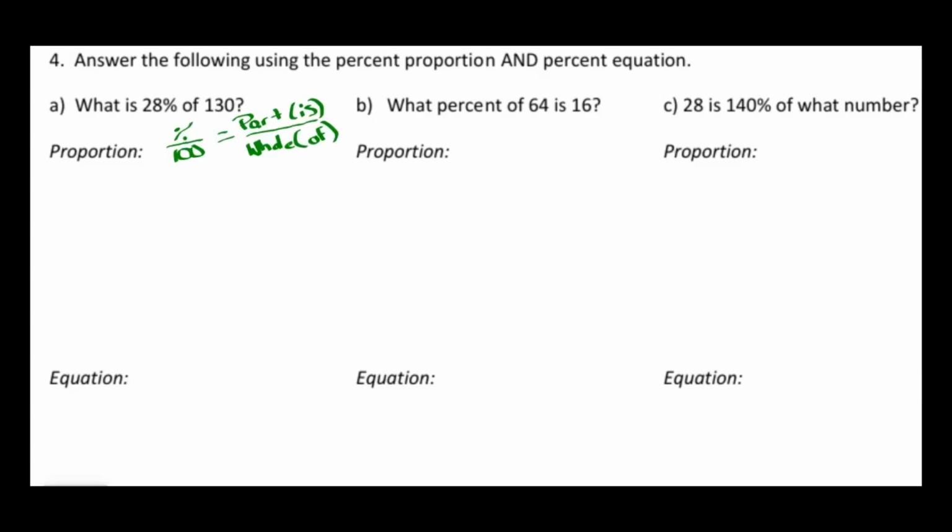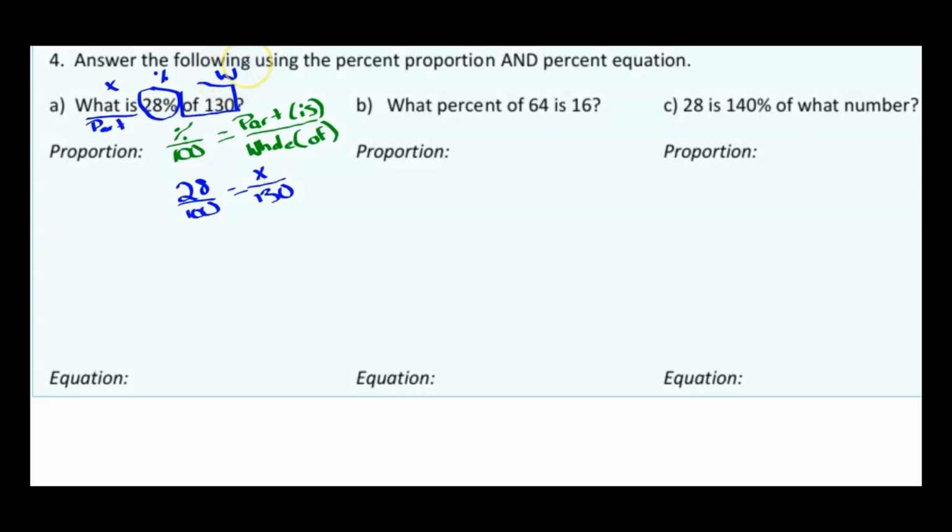We're trying to find what is, meaning we don't know the part. 130 is the whole, and they give us the percent of 28%. Let's substitute. As you can see up here where I broke up the sentence, what is, meaning I don't know what the part is, we call that x. The percent is 28%. Of 130, that's going to represent our whole. Then we set up the percent proportion a little further down in blue.